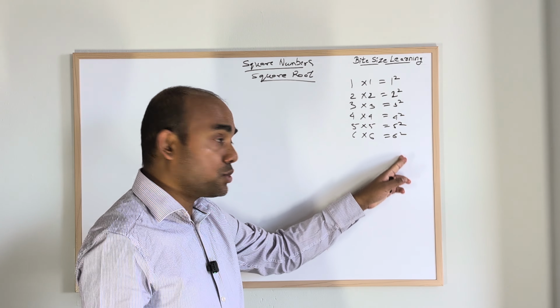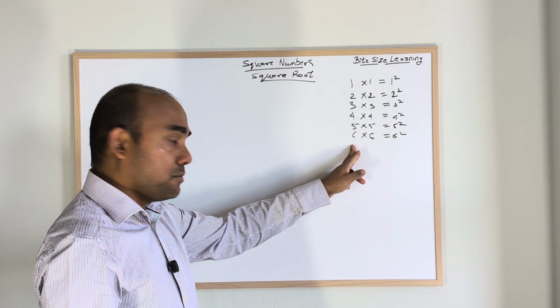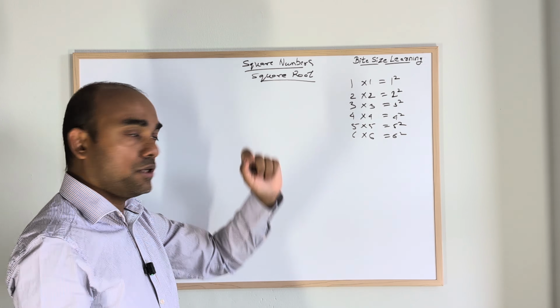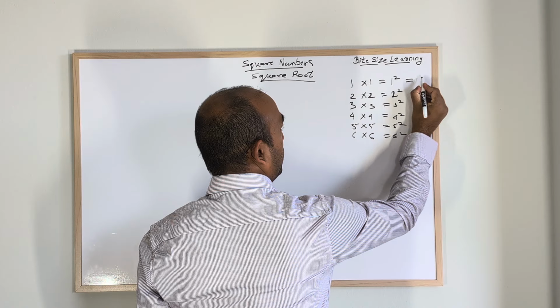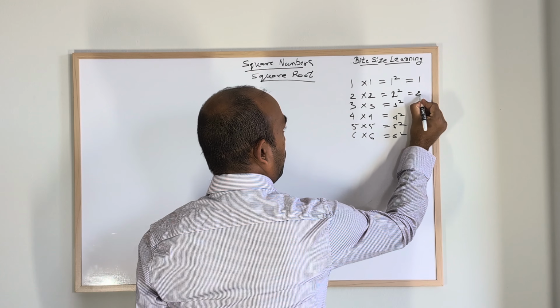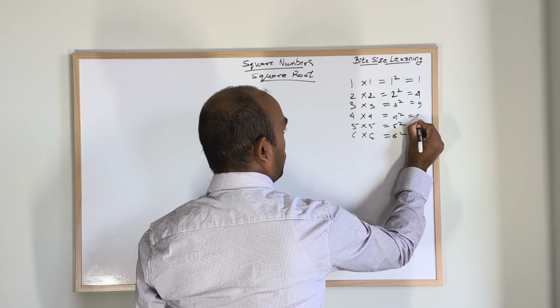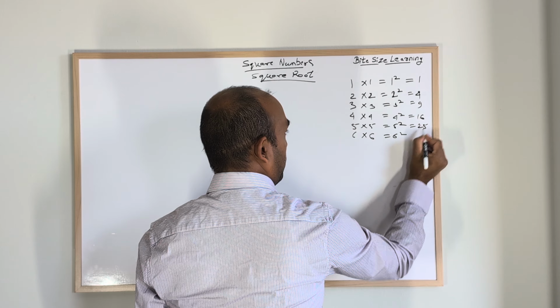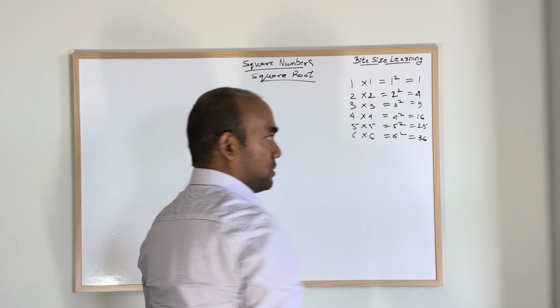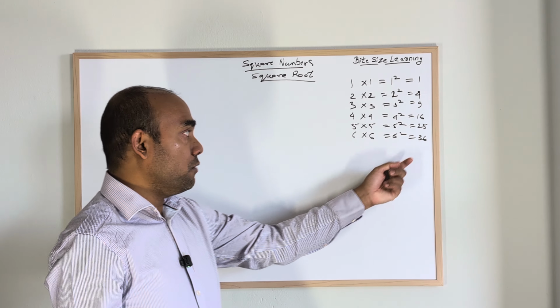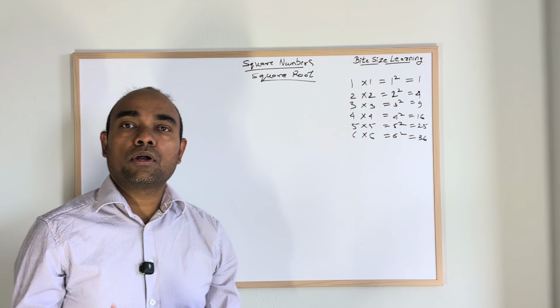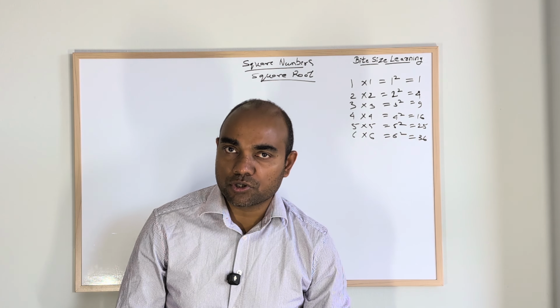These are called the square numbers of the natural numbers 1, 2, 3, 4, 5, 6. So the final product: 1 square is 1, 2 square is 4, 3 square is 9, 4 square is 16, 5 square is 25, 6 square is 36. These are all called square numbers. Now when you know the square numbers, how do you find the square root, the opposite of it?